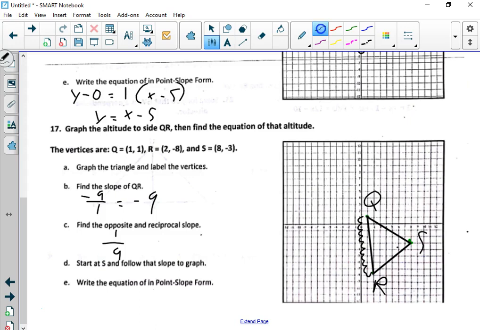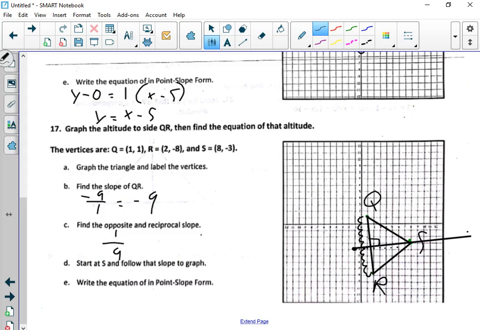1, 1, 2, 3, 4, 5, 6, 7, 8, 9. Right there. And then we're going to draw that line. You can see it'd be pretty close. I was off a little bit. But there you go. So that is an altitude, which means we know that that is 90 degrees. We do not know if it is a bisector. We just know it's an altitude.